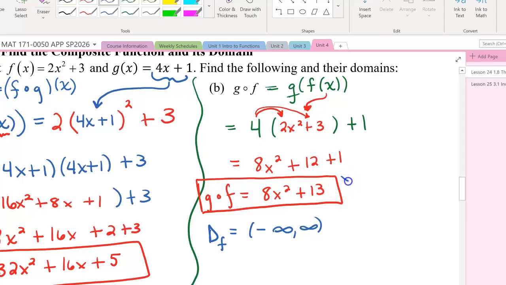Then I have to look at the domain of what I created. And again, this is just a polynomial with no fractions and no radicals. So the domain of that would be all real numbers. So the domain of the composed function is the intersection of these two, but since they're both all real numbers, the domain of the composed function is going to be all real numbers as well. So that would be negative infinity to infinity.